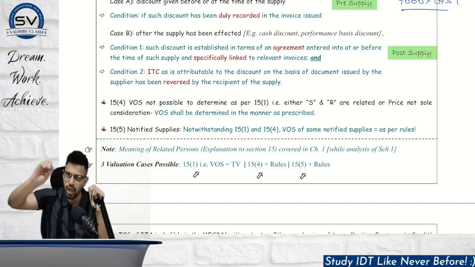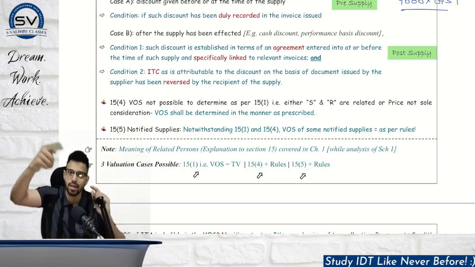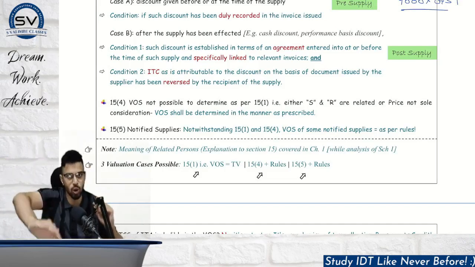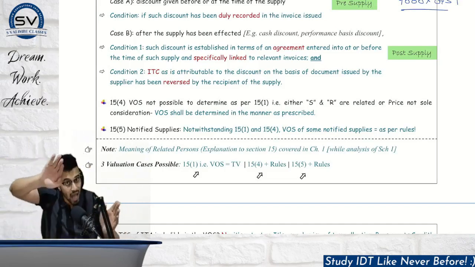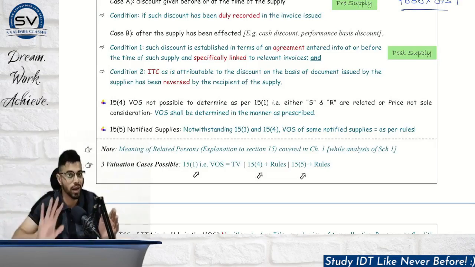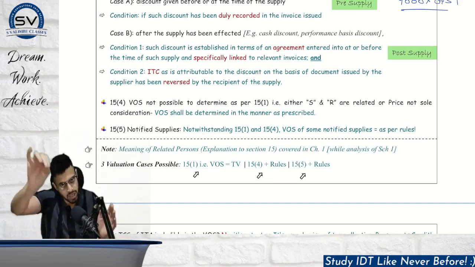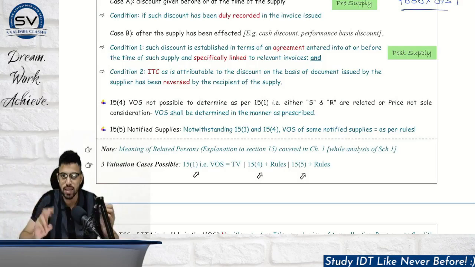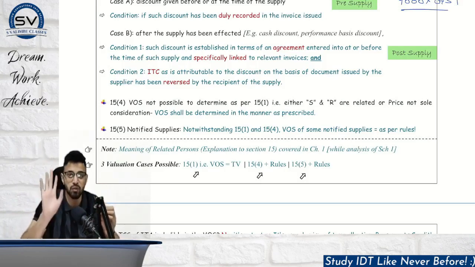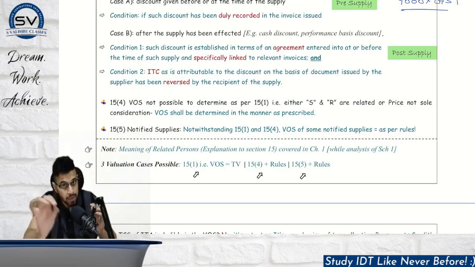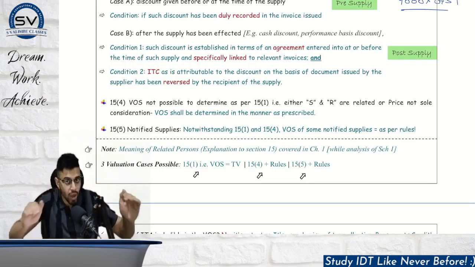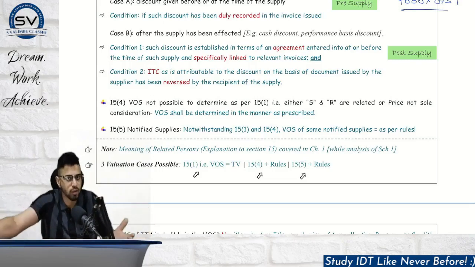What do you mean by credit note? That I will be paying some amount back to the recipient. Why? Because this is a post-supply discount. Had this discount been pre-supply, then the recipient would have paid me the net amount, the lower amount. But now since this discount is after the supply, I will be issuing a credit note, and that credit note will involve the GST portion as well. Now please understand, with respect to post-supply discount, you have to see two conditions. Condition number one, there should be an agreement with respect to the discount. If there is no agreement, it means it is an ad hoc kind of a discount, then it will not be excluded from the value of supply.